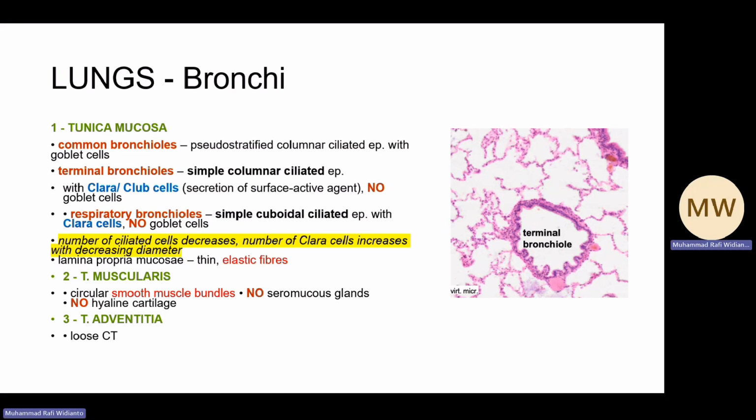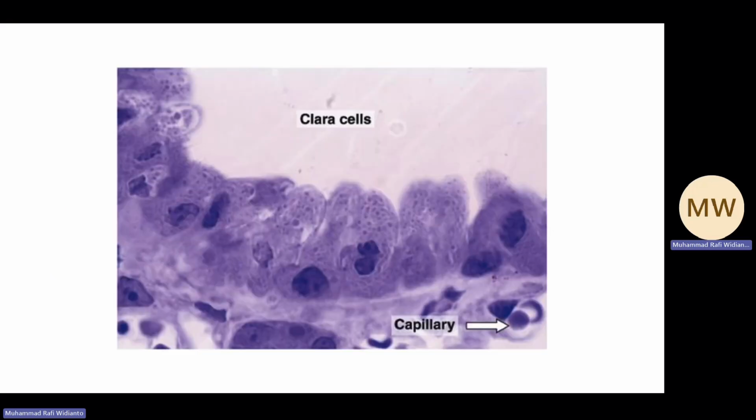Something extra about club cells or Clara cells is that they secrete surfactant, but it also contains antimicrobial peptides, like lysozymes or immunoglobulin A, which is very important for immune defense in the respiratory system. And in the next slide, you can see the histological slide of the Clara cells. They're dome shaped, and you can also see that on the apical border there are some secretory granules seen.